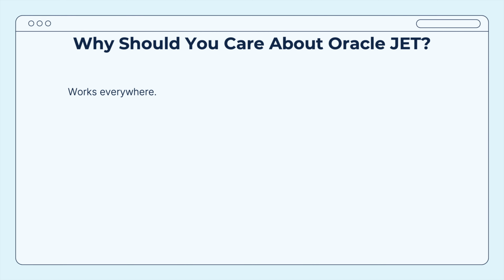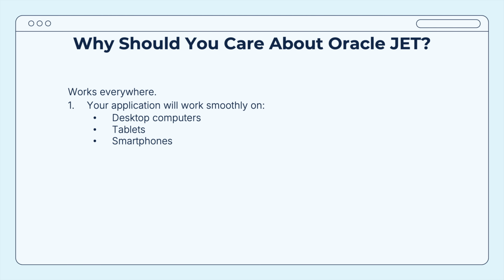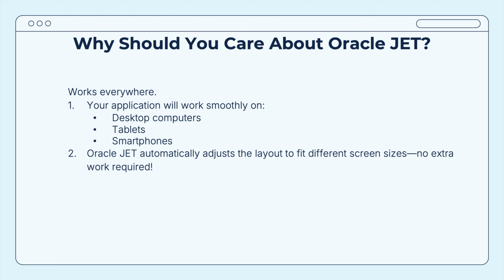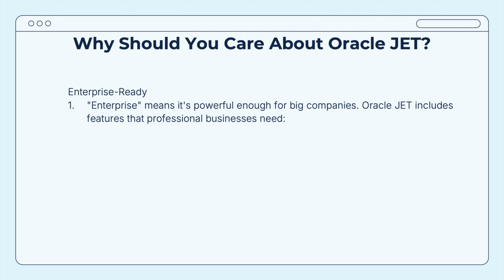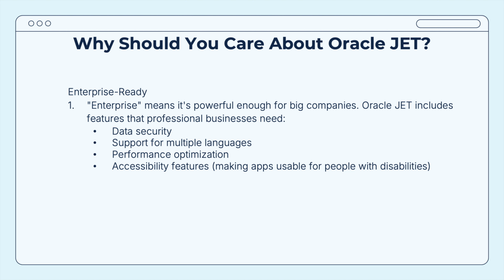Number 2. Works everywhere. Your application will work smoothly on desktop computers, tablets, and smartphones. Oracle JET automatically adjusts the layout to fit different screen sizes, no extra work required. Number 3. Enterprise ready. Enterprise means it's powerful enough for big companies. Oracle JET includes features that professional businesses need: data security, support for multiple languages, performance optimization, and accessibility features, making apps usable for people with disabilities.